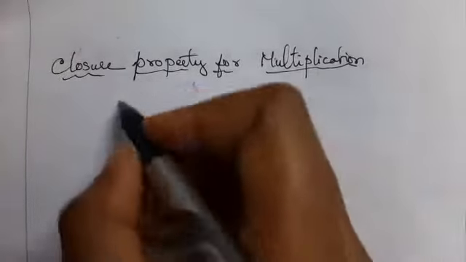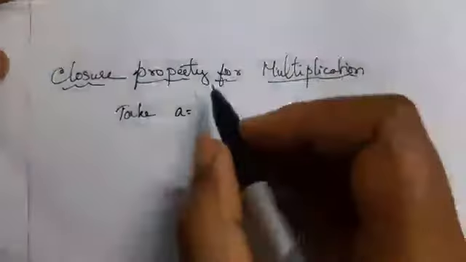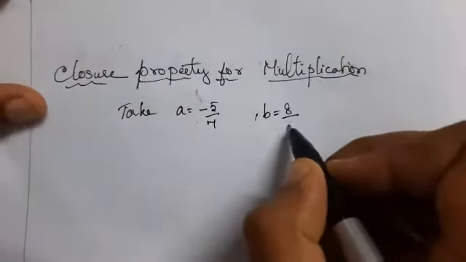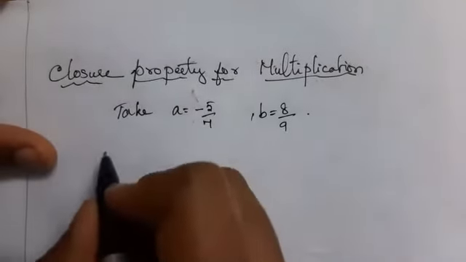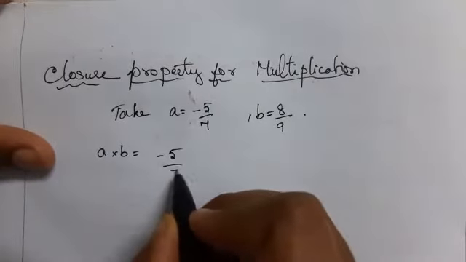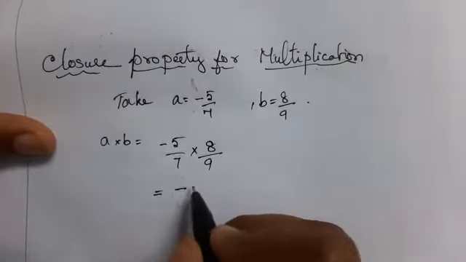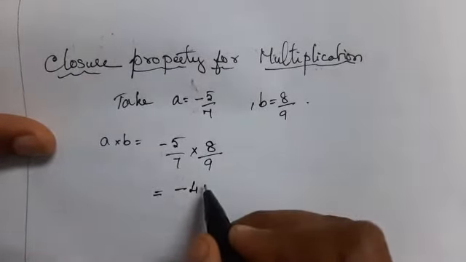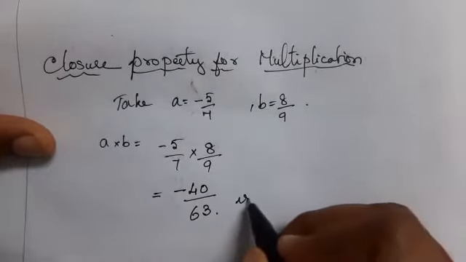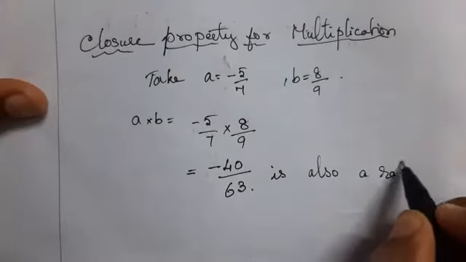Now, closure property for multiplication. Take a is equal to -5/7, b is equal to 8/9. For closure property, find a into b. a into b is equal to -5/7 into 8/9. Minus into plus, minus. 8 fives are 40, divided by 9 sevens are 63. This is also a rational number. Therefore, closure property for multiplication is verified.